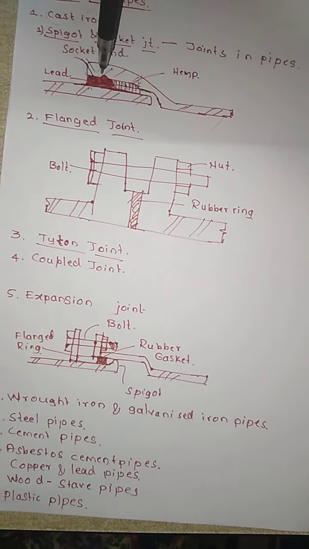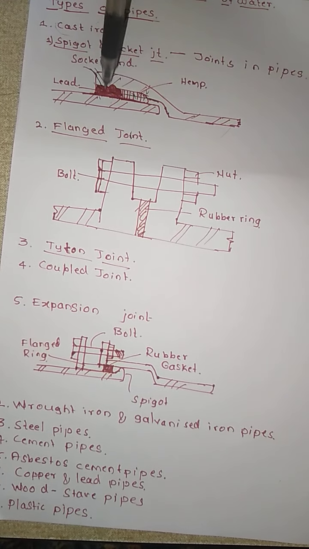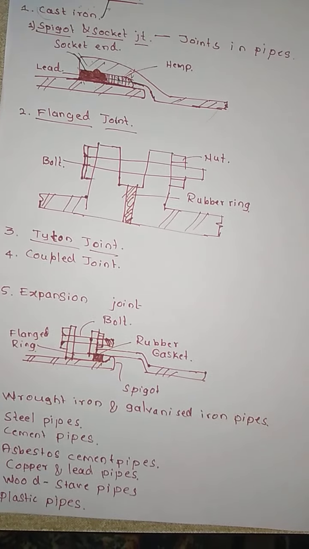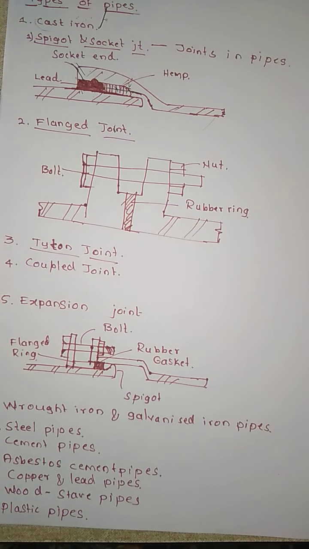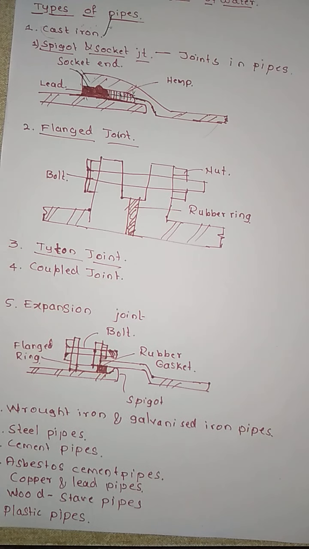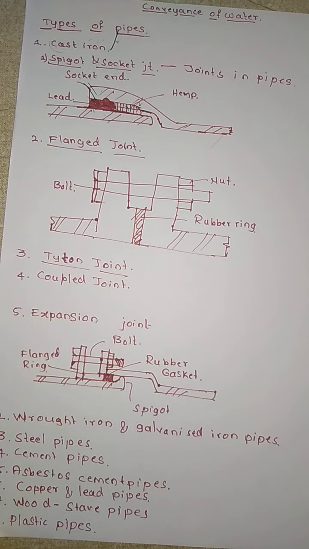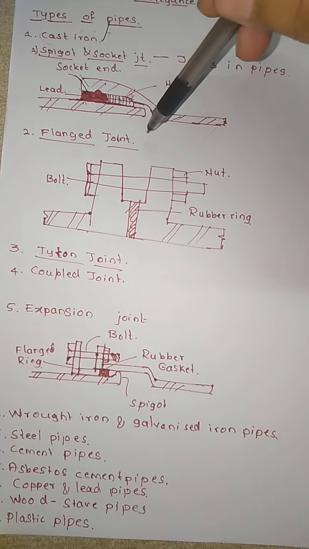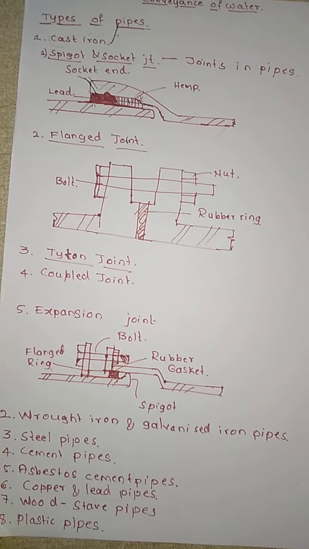Okay, and here the lead will be placed in between these two joints, and the lead is molten. It is heated to 400 degrees Celsius, and it is going to be poured there. And why we have this particular lead over here is in order to prevent the leakage which is going to occur between the two joints.